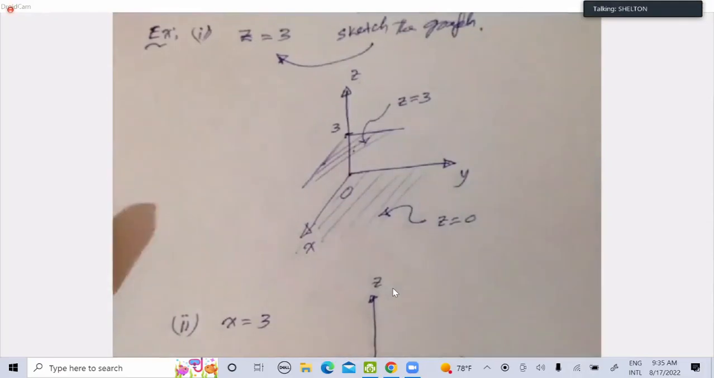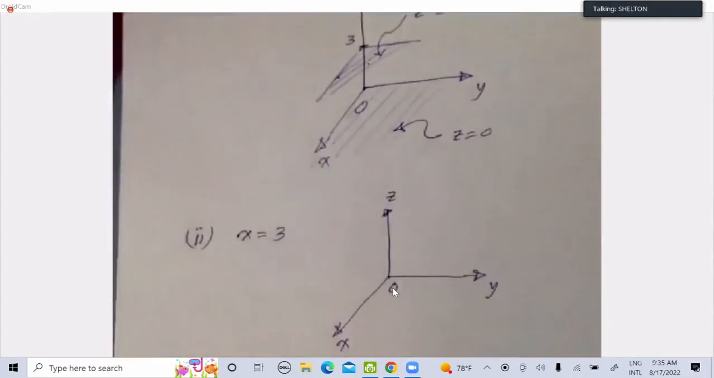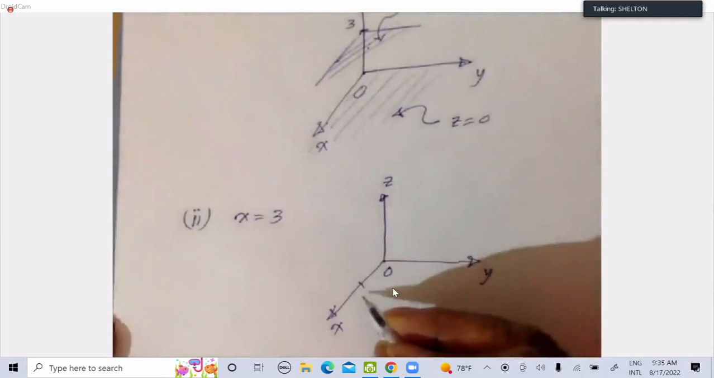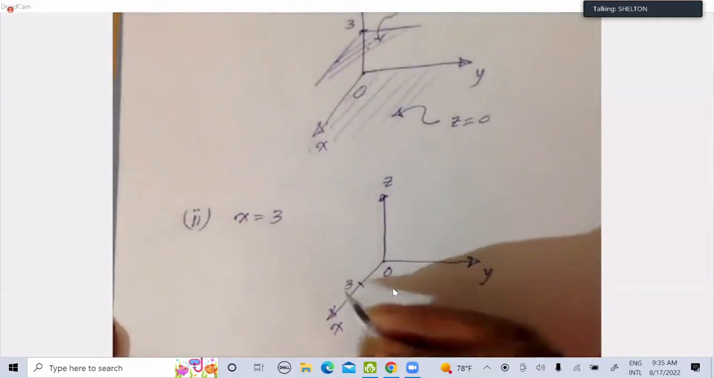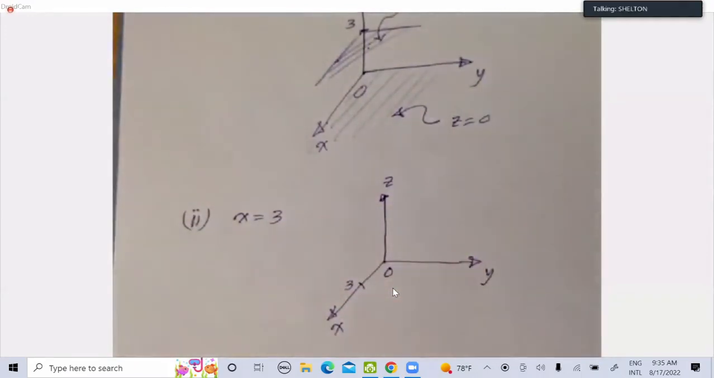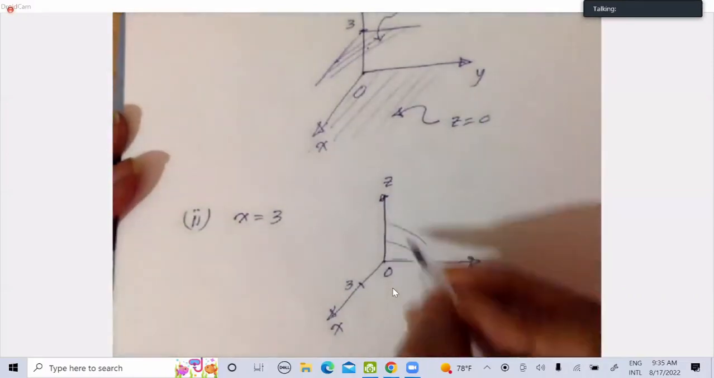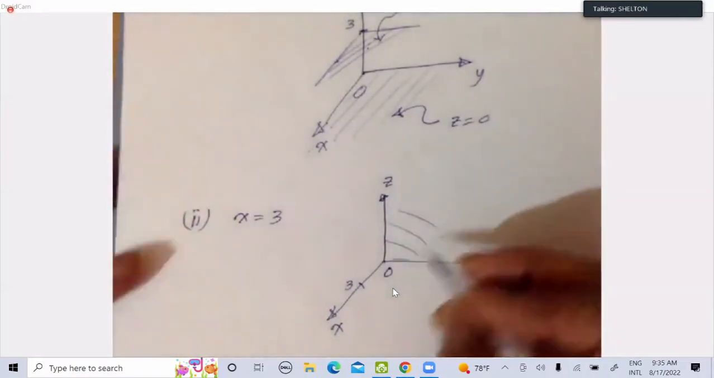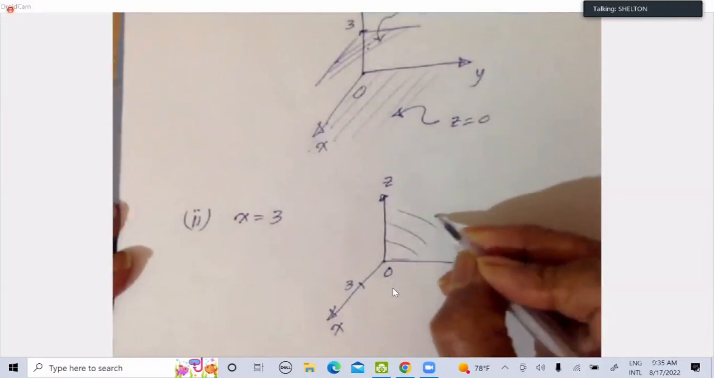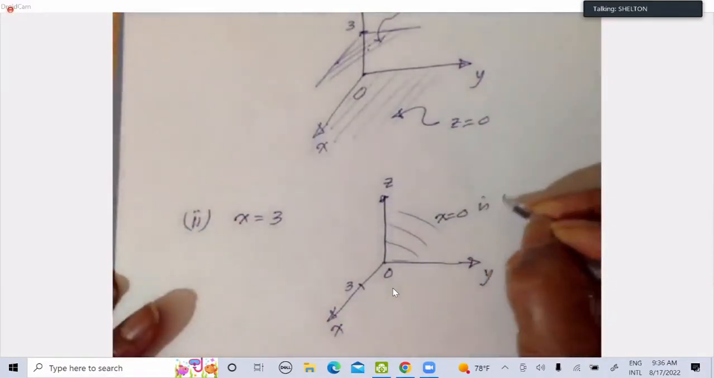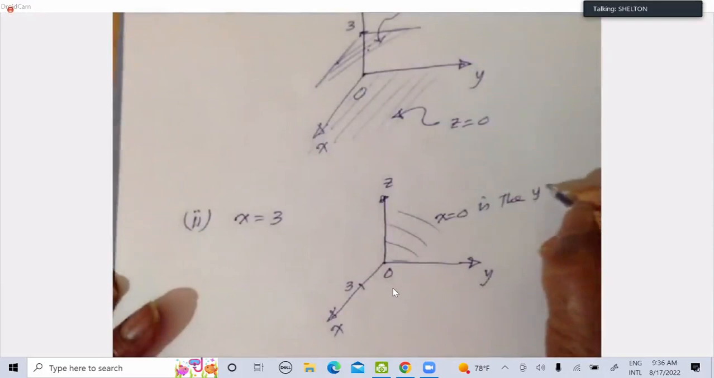X, Y, Z. X equals 3. Go to the origin, 0, 0, 0. X equals 3. Go to the place on the x-axis where 3 is located. What is this plane? YZ plane. On the YZ plane, x is equal to 0. X equals 0 is the YZ plane.